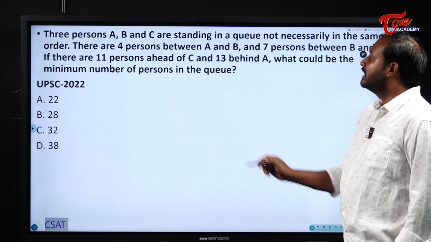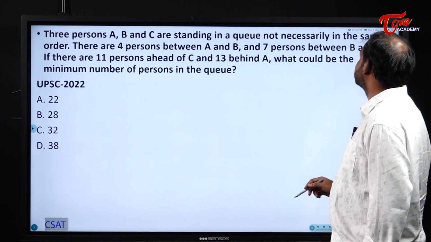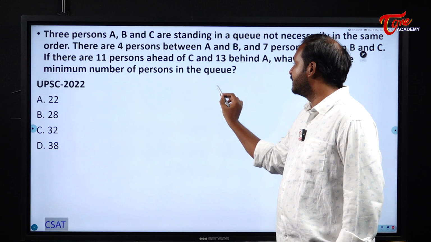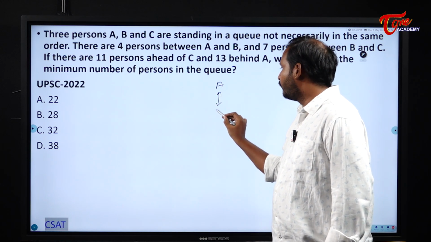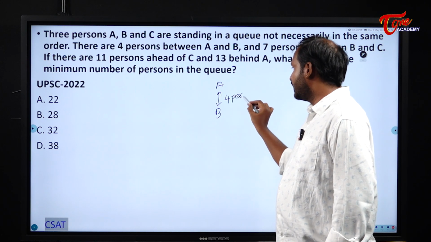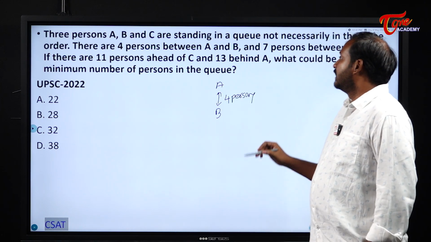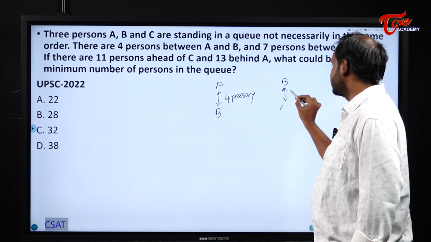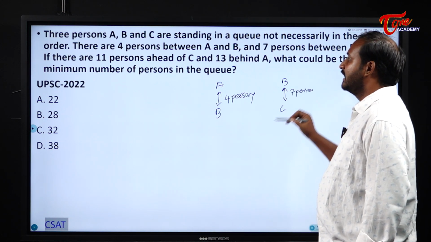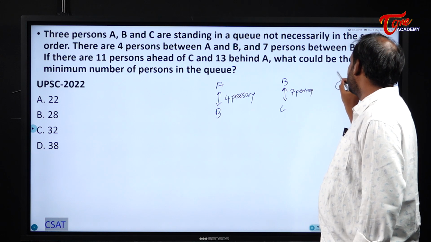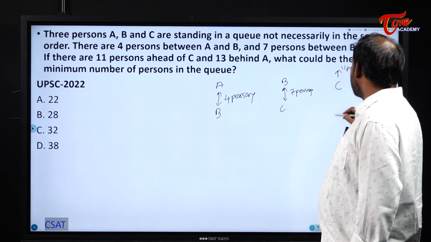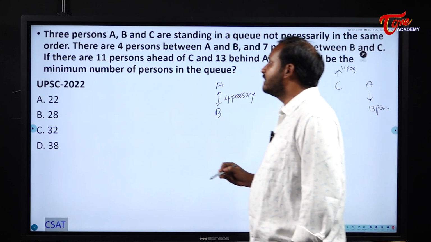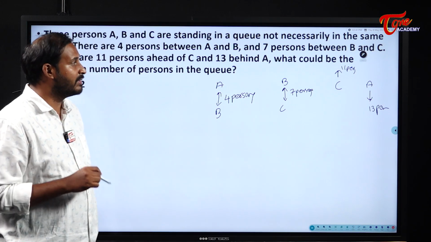Next one. 3 persons A, B, C are standing in a queue, not necessarily in the same order. There are 4 persons between A and B. And 7 persons between B and C. If there are 11 persons ahead of C, that means above C I have 11 persons, and below A I have 13 persons. What could be the minimum number of persons in that queue?